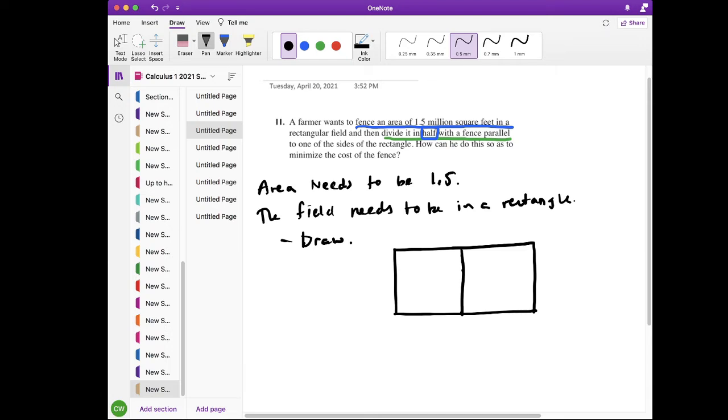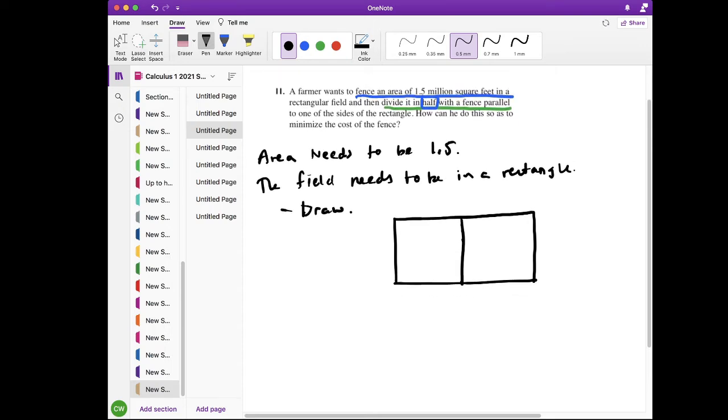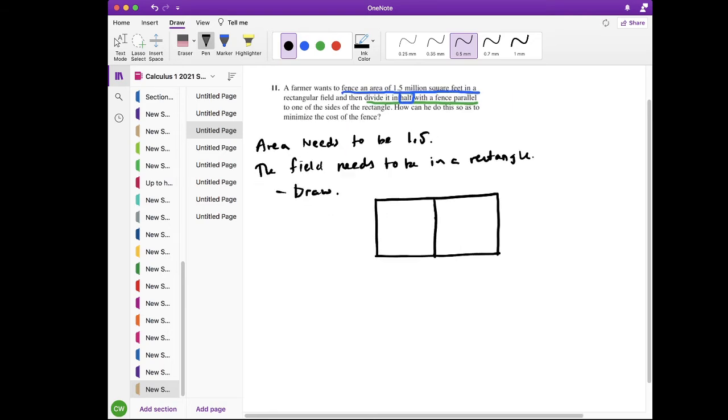Okay, so what can we do? Let's give letters to some things. Let's have this be the width of the rectangle, and this be the length of the rectangle.